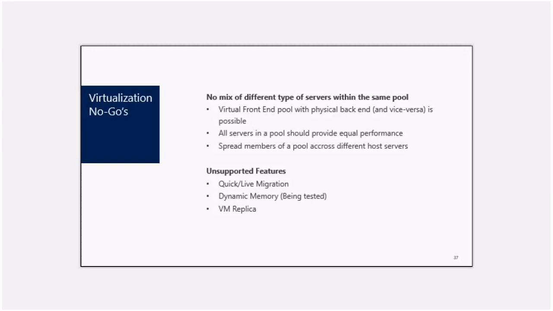Some unsupported features in Lync servers are doing quick and live migrations while the server is up. If you need to do maintenance on your Lync server or move it to another host, you want to take advantage of the redundancy and availability in the Lync environment and shut down that host and move it to where it needs to go instead of migrating the server while it is up and running.